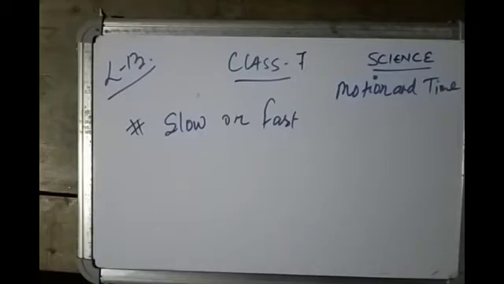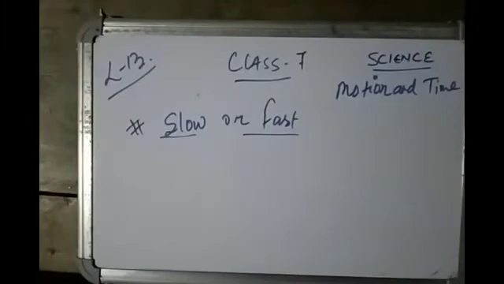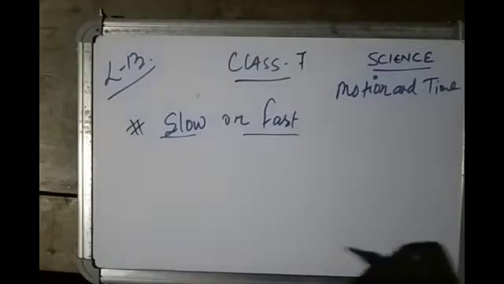When you look at your textbook at page number 143, you will find that some vehicles move faster than the others. When you are traveling on the road, you will find vehicles. Some vehicles move faster when compared to the others. Even the same vehicle may move faster or slower at different times.